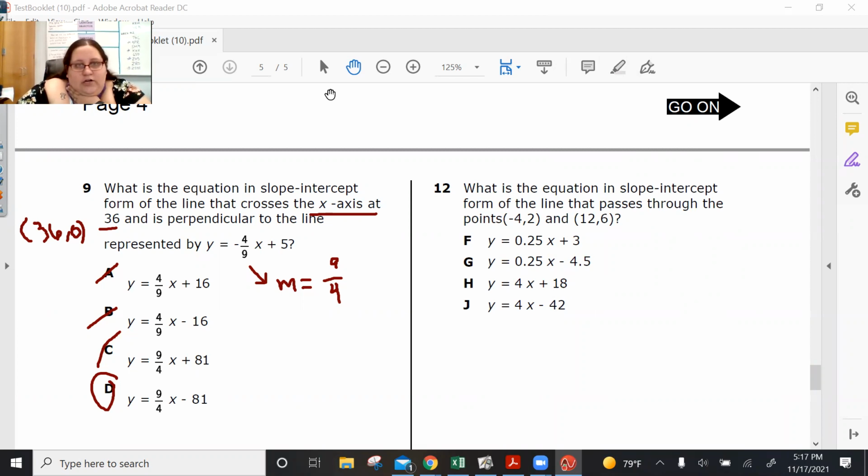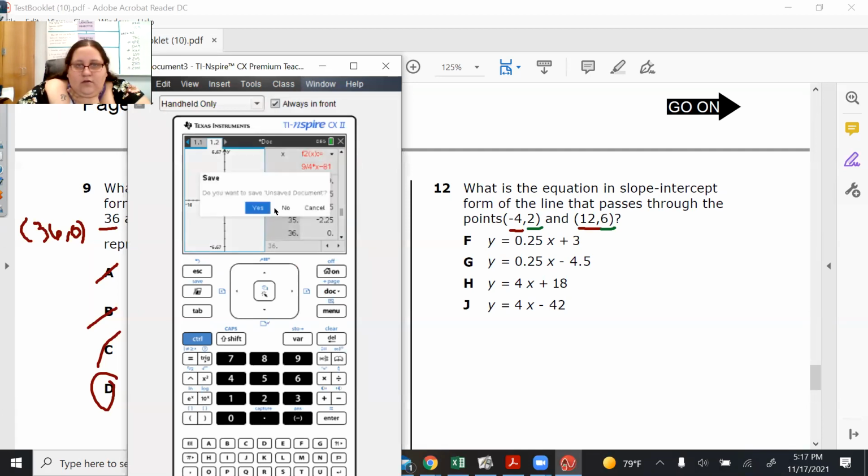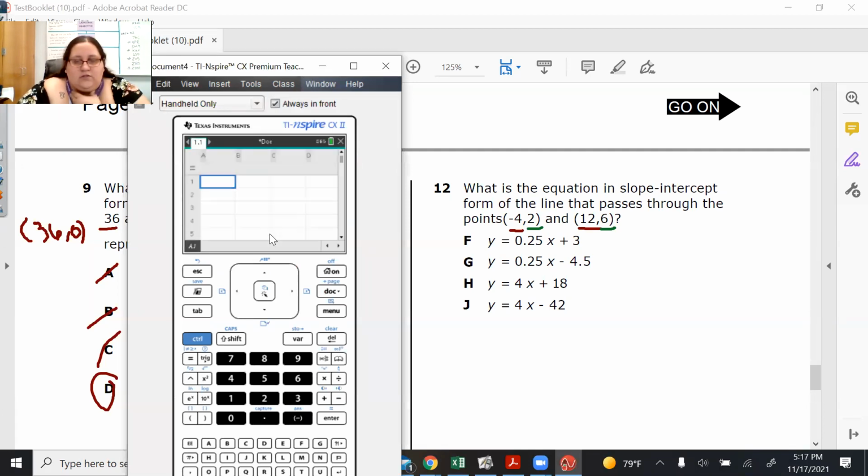Now, number 12 is linear regression again. You would just simply fill it out. You do a little table. This is my X values. This is my Y values. And we do linear regression. So I'm going to exit out of everything. Open up a new list in spreadsheets. X, Y. My X values are -4, 12, 12. My Y values are 2, 6.